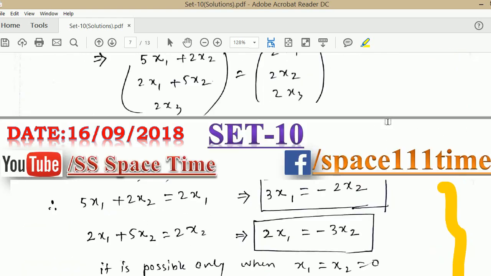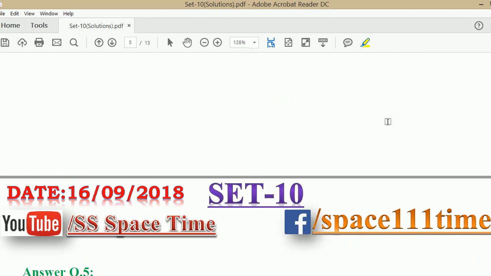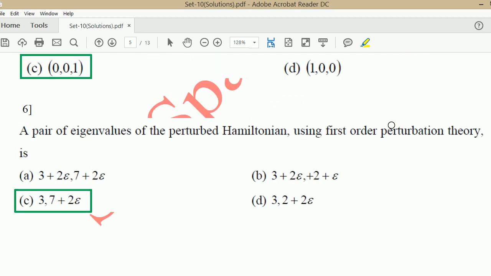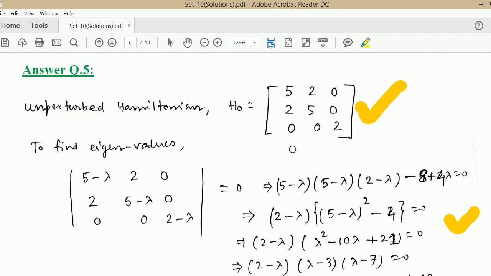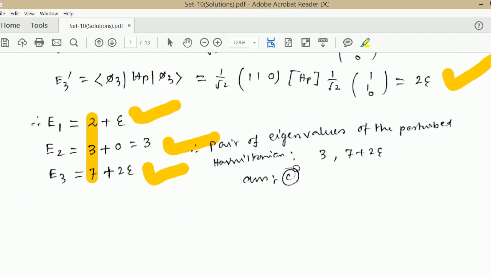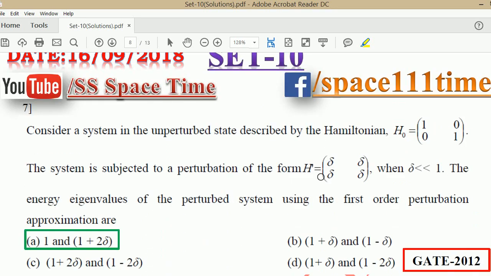Now we have to find a pair of eigenvalues. We have to check the options, because not all three eigenvalues are given, only a pair of eigenvalues is given. As you can see, the pair of eigenvalues is 3 and 7 plus 2. So option C is the correct option.